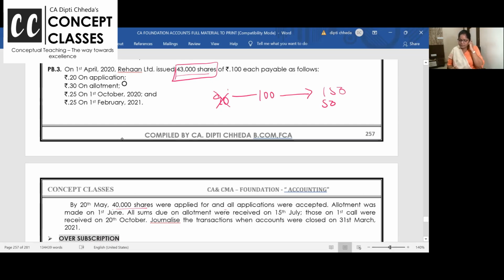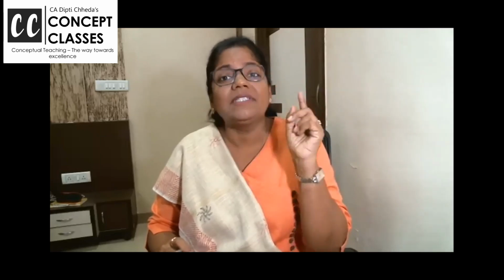Okay? You have decided to issue 43,000 shares. But if applications have come for 40,000, dear students, all the entries will be made for 40,000 because the issue is undersubscribed. So if a student is not careful and passes all the entries with 43,000, and says, ma'am, I did everything correctly, what is the problem? Then you have to pass all the entries for 40,000. I hope I'm making you very careful. You decided 43, but it is undersubscribed, 40.